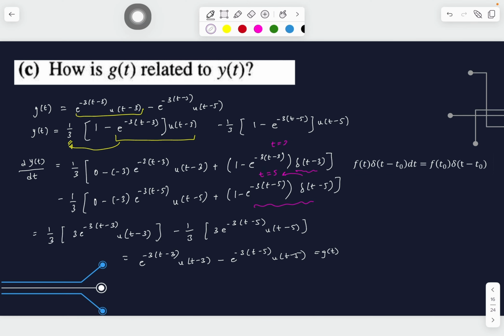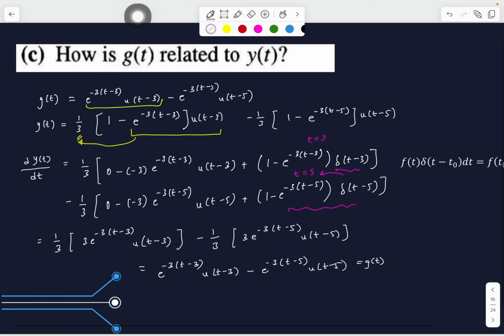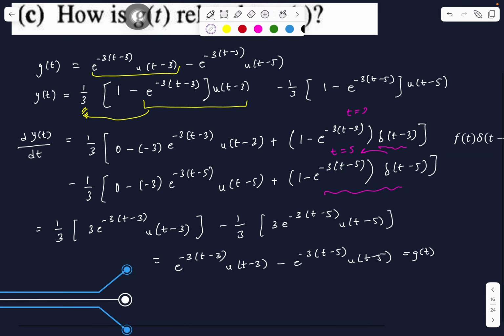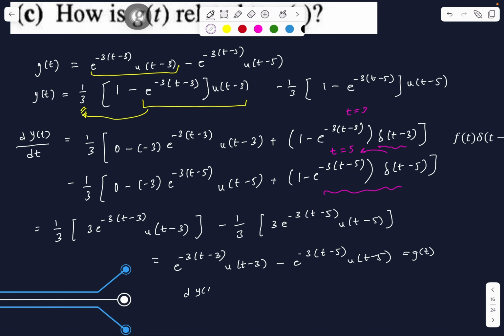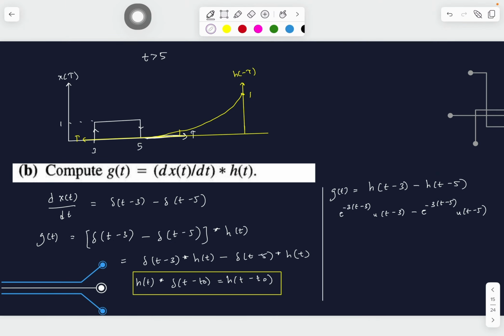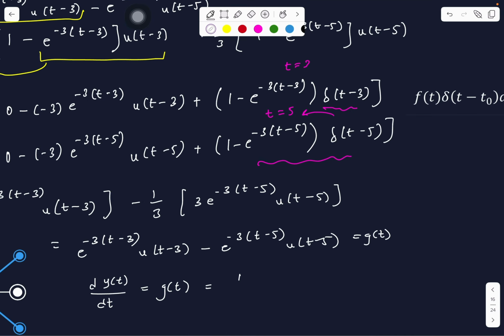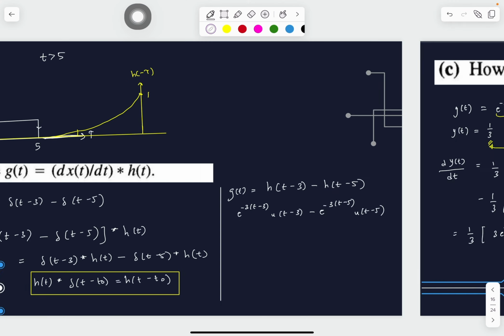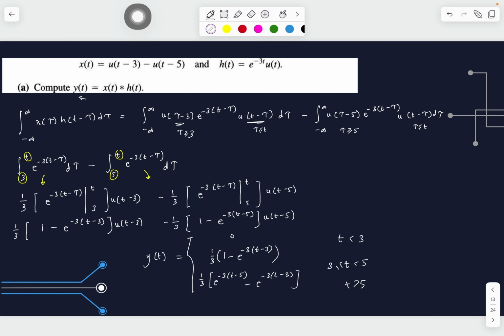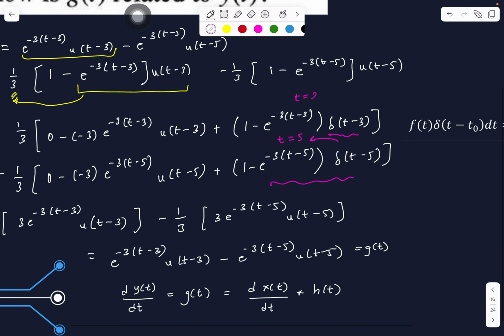So to relate g(t) to y(t), we can say that, or actually what we found, that dy(t)/dt is equal to g(t). And then we also found that g(t) is the derivative of x(t) alone convolved with h(t). And then in part A, we found that y(t) is equal to x(t) convolved with h(t). So we can substitute this here.